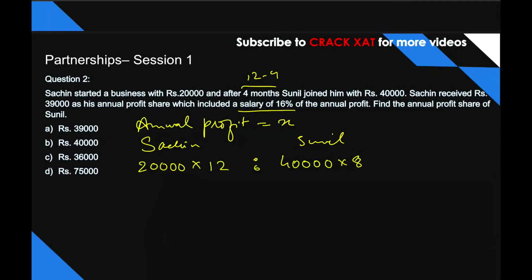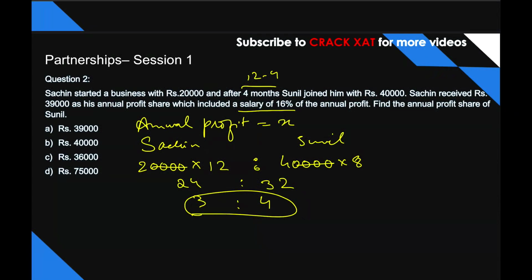Okay, now we know that these zeros have nothing to do with us basically. So this is 24 is to 8 fours are 32. So this, when reduced, gives me the value of 3 is to 4. So this is the ratio in which my annual profit should be divided between Sachin and Sunil.